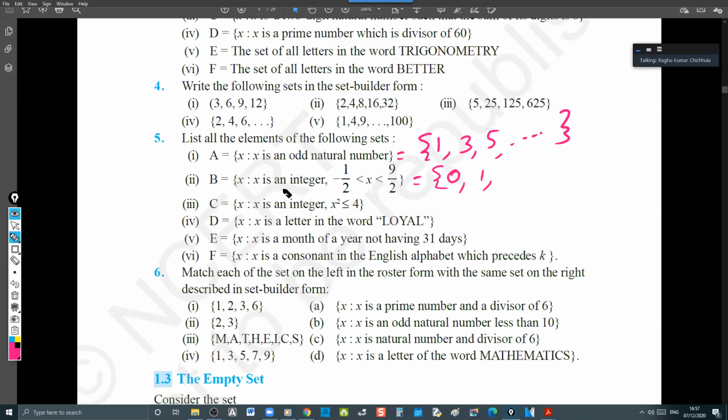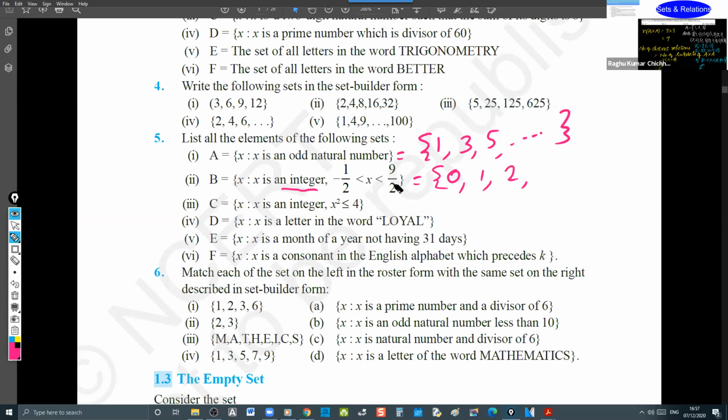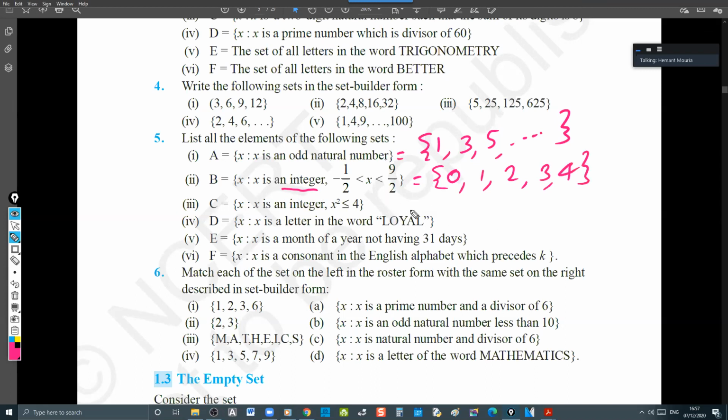Integer, no, integer. What is the value of 9 by 2? 4.5. Tell me the integers up to 4.5. So 1, 2, 3, 4. That's it, right, sir? Yeah. Any doubt in this? No, sir.